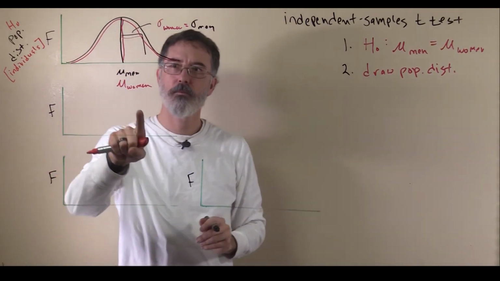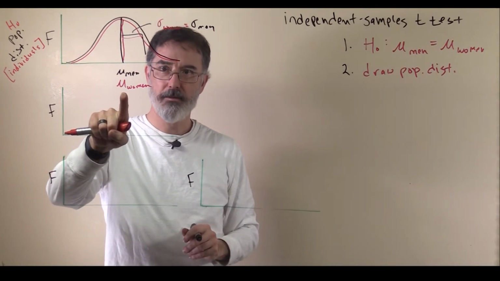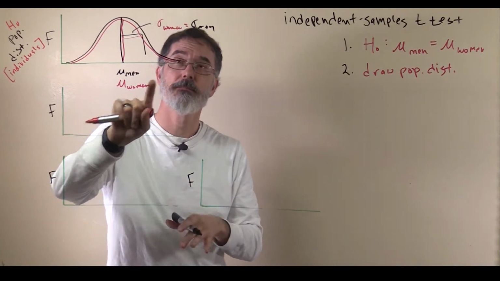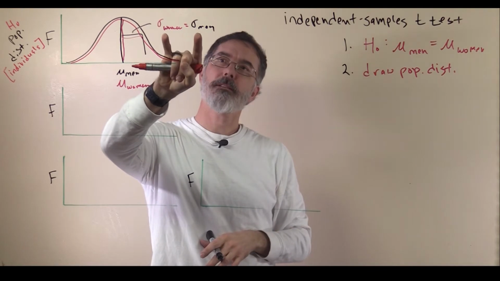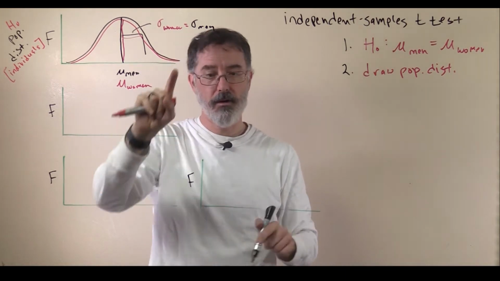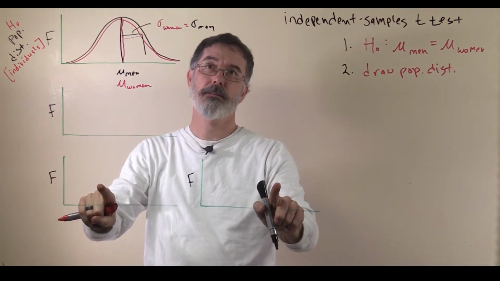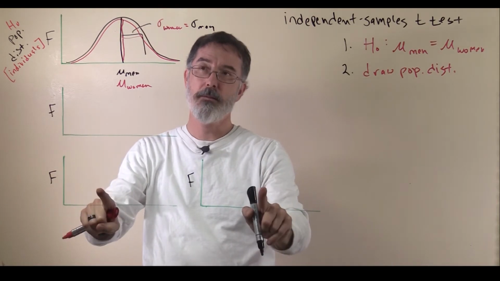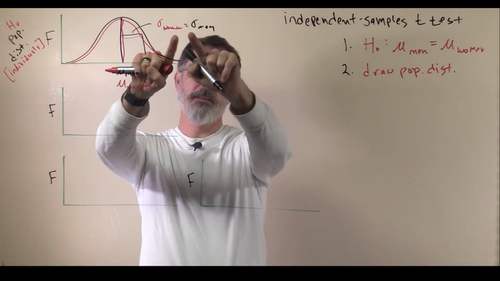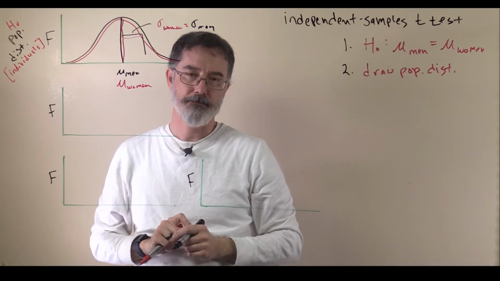And notice we don't know what these population means are. We just know that they're the same as each other. And we don't know what the standard deviations of these distributions are, but we are ultimately going to have two estimates, one from each of our samples, of what this exact same shared number is.